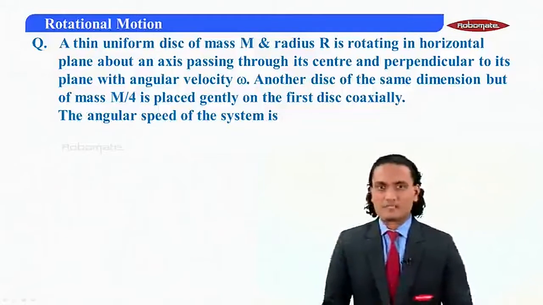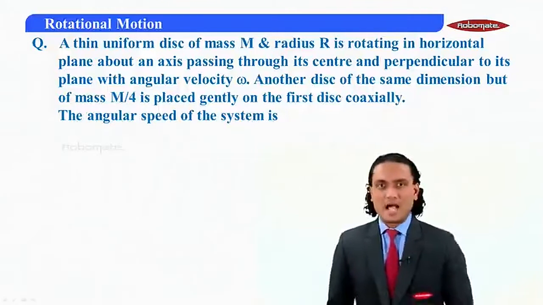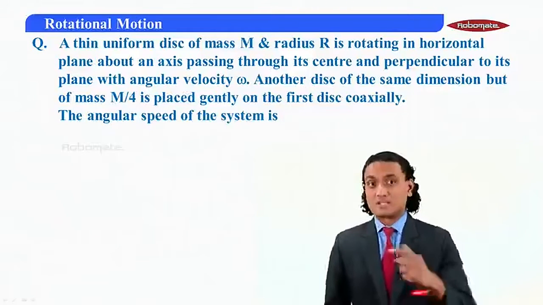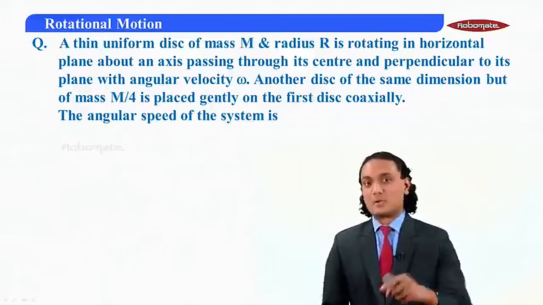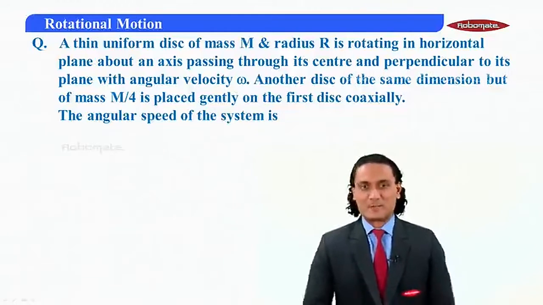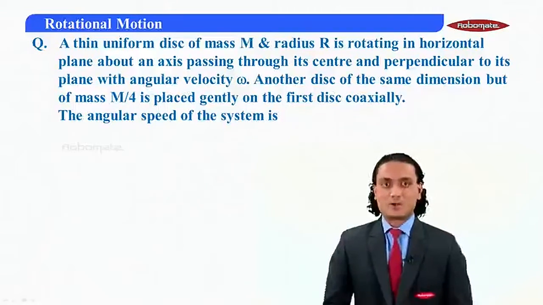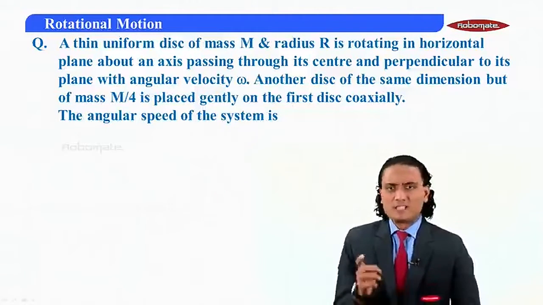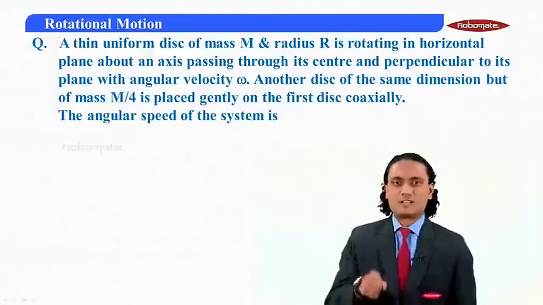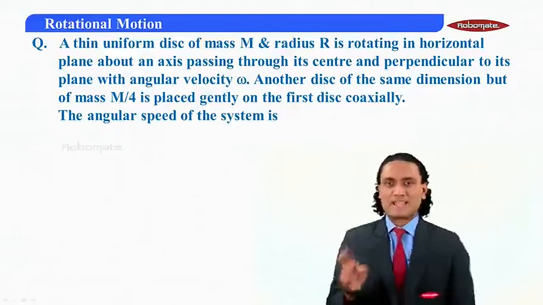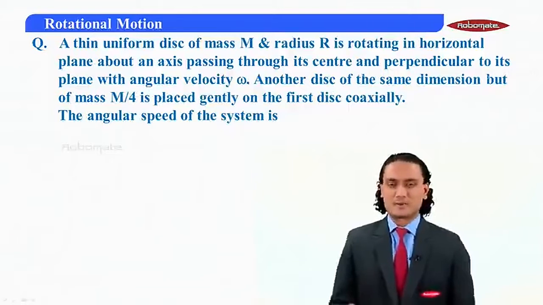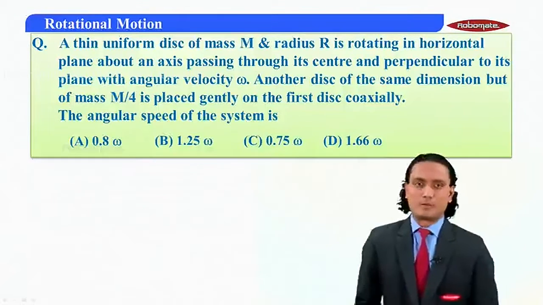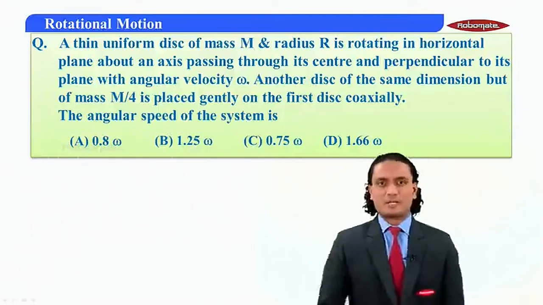A thin uniform disk of mass m and radius r is rotating in a horizontal plane about an axis passing through its center and perpendicular to its plane with angular velocity omega. Another disk of the same dimension but of mass m by 4 is placed gently on the first disk coaxially. The angular speed of the system is? Alright, what are the options? Option A, 0.8 omega; option B, 1.25 omega; option C, 0.75 omega; and option D is 1.66 omega.